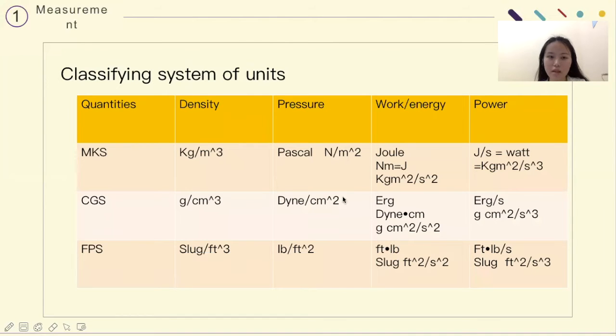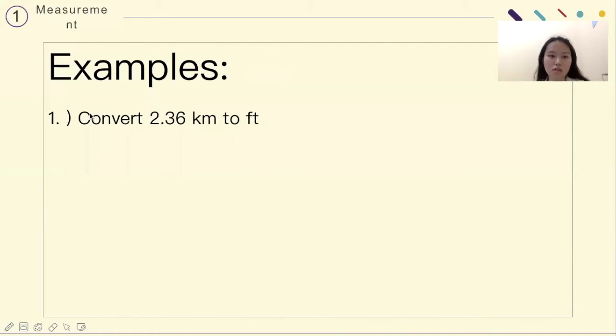Next, this is the table of classifying system of units, and this will be very useful for the topics that I will be discussing later on. So these are some examples. Number 1, convert 2.36 kilometers to feet. So 1 kilometer is equal to 1,000 meter. And then 1 meter is equal to 3.28 feet.